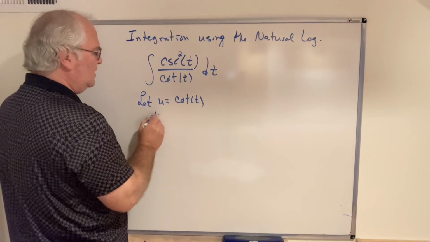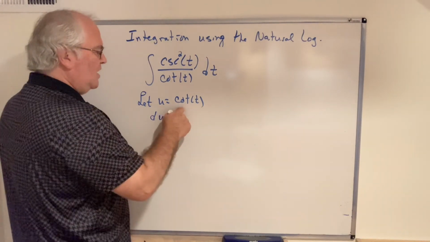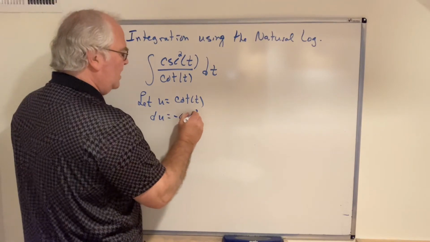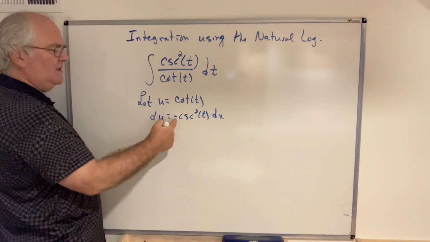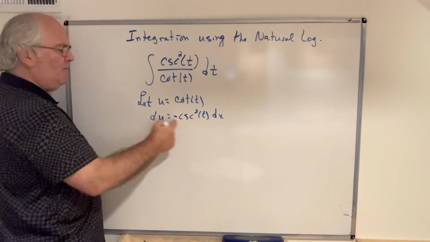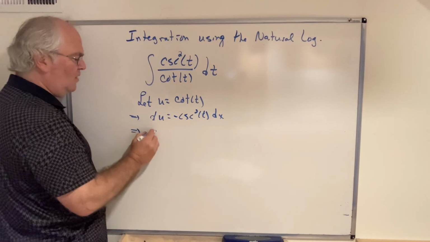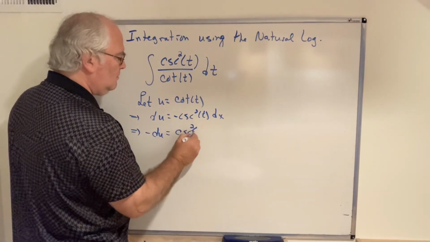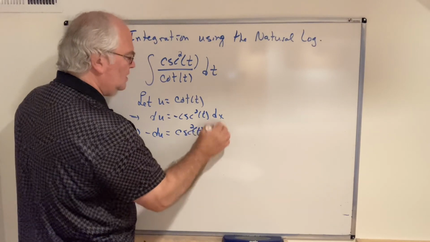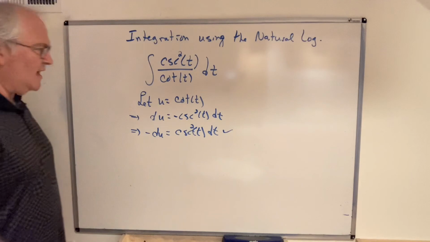And what's the derivative of cotangent? Derivative of cotangent is negative cosecant squared, which is almost exactly what we want it to be. All we need to do is get rid of this negative sign, and we know how to do that. Multiply both sides of this equation by -1. dt, not dx, dt. And the substitution is exact.